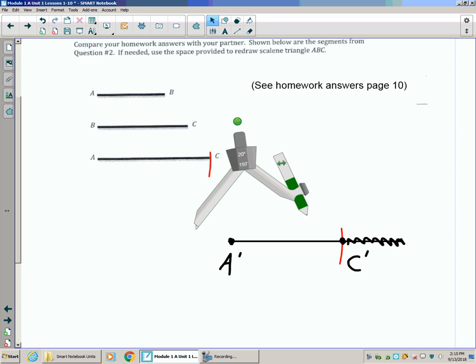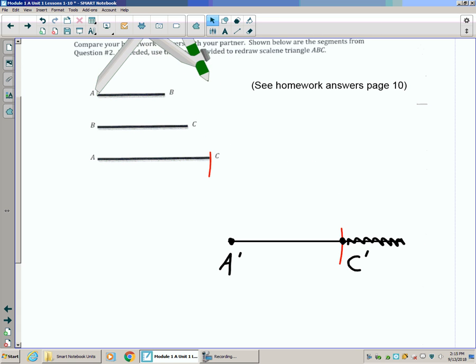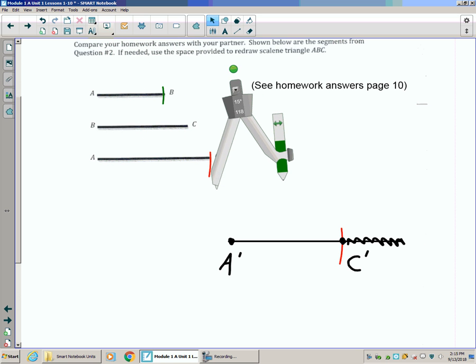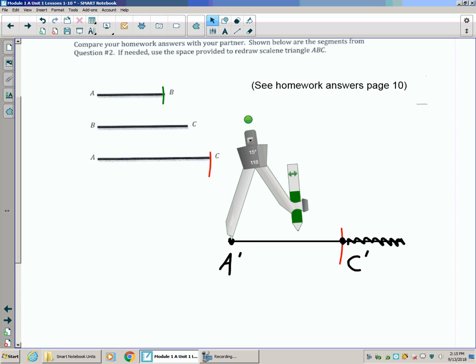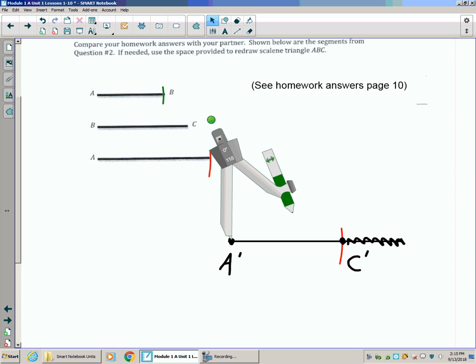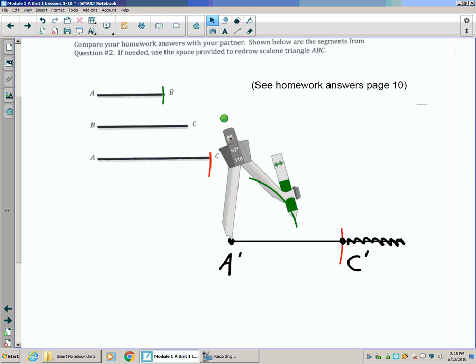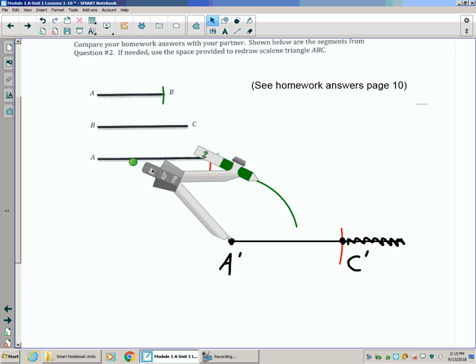Now if I go to copy one of the 2 other segments, I'll go to AB. Again, I put my point on A, and I go to the pencil point on B. I lock that distance in, remember which hole I'm using in the compass. And now I'll bring my compass down to the new A prime, and I'll make a mark above the reference line because the new point, point B prime, is going to be somewhere on that green mark.